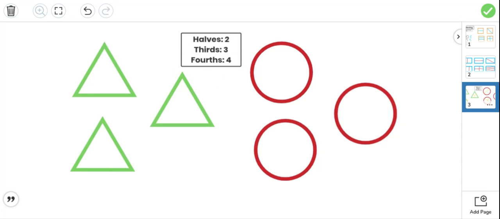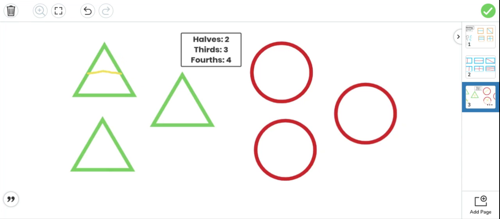So when partitioning triangles, it's tricky because the shape isn't the same everywhere. So I can't just draw a line right side to side and have those be equal. This one is much smaller than this one. So even though I technically broke it into 2 parts, they are not equal. So it does not work.